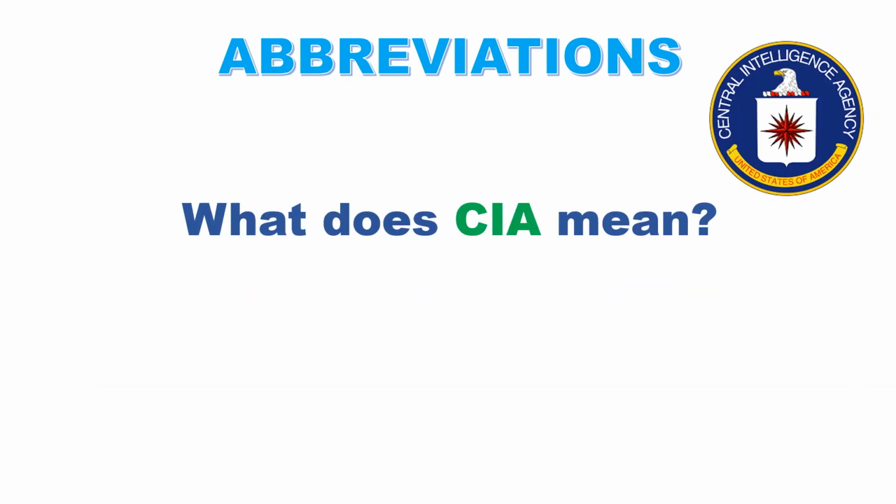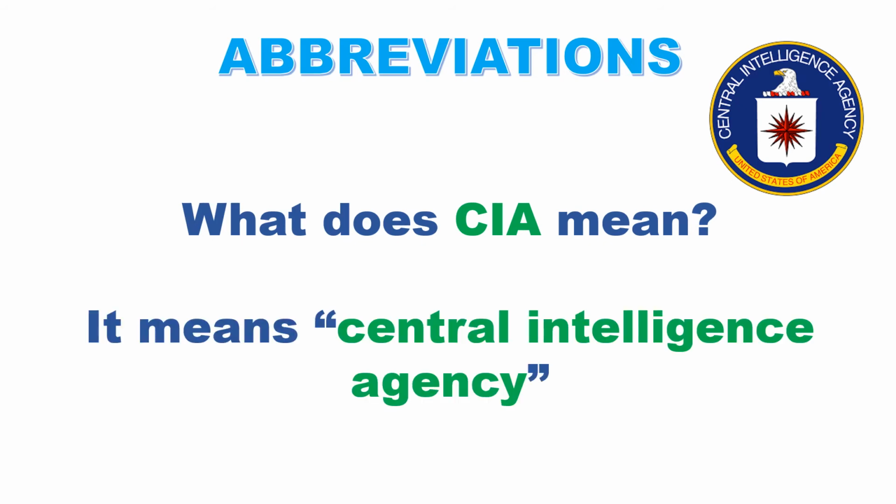What does CIA mean? That's right. It means Central Intelligence Agency. That's a U.S. institution, okay? It's an American institution, and we know that because we always see the CIA in movies, okay?